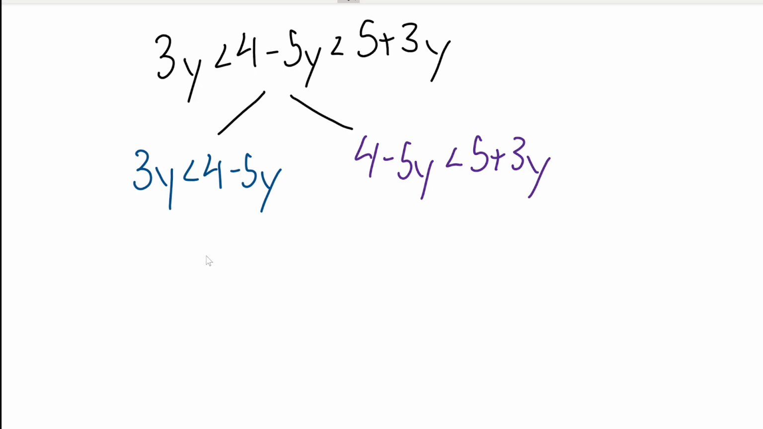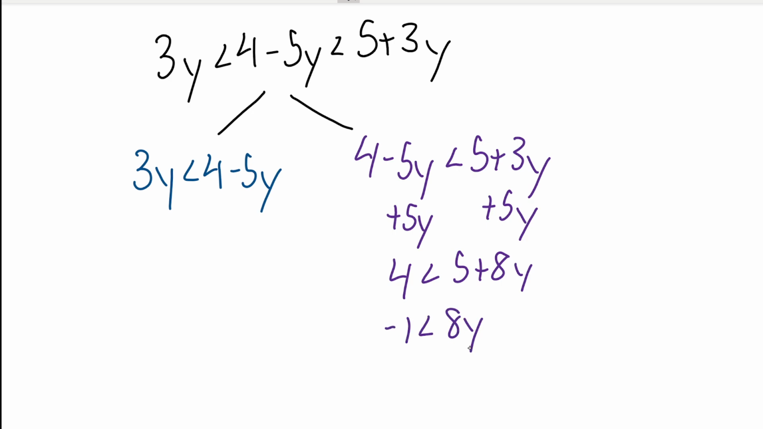So since I'm already on the purple, let's go with the purple one, the right one here. So we just want to bring all the variables to one side, so we'll add 5y to both sides. So we get 4 is less than 5 plus 8y. And then we'll subtract 5 from both sides, so we get negative 1 is less than 8y. And then we'll divide both sides by 8. So negative 1/8 is less than y.